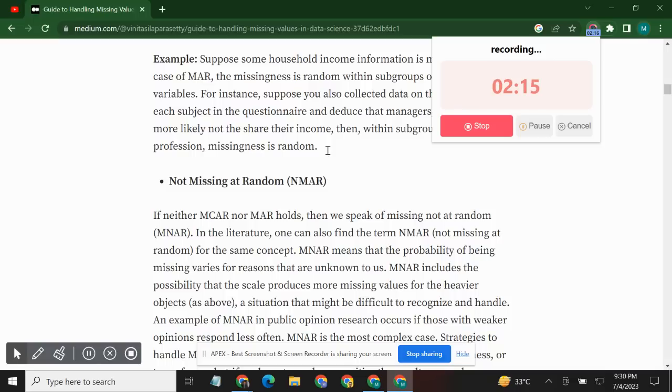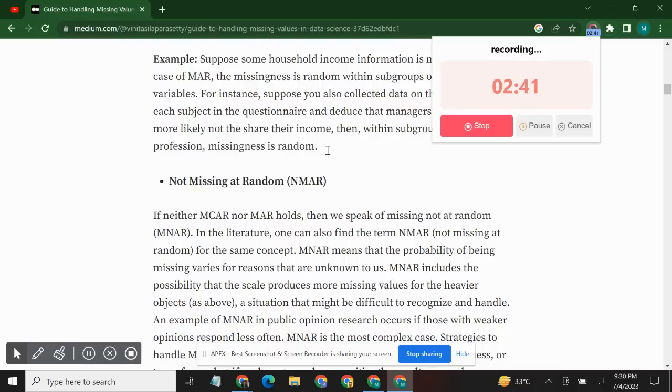Missing not at random, MNAR. If neither MCAR nor MAR holds, then we speak of missing not at random, MNAR. In the literature, one can also find the term NMAR, not missing at random, for the same concept. MNAR means that the probability of being missing varies for reasons that are unknown to us. MNAR includes the possibility that the scale produces more missing values for the higher objects, a situation that might be difficult to recognize and handle.